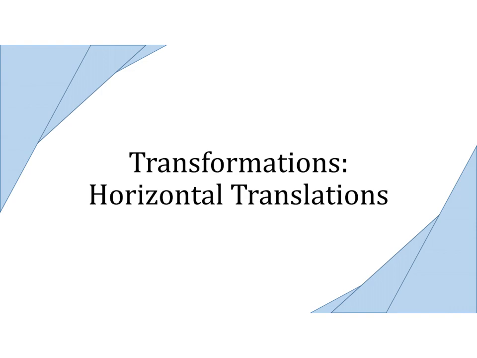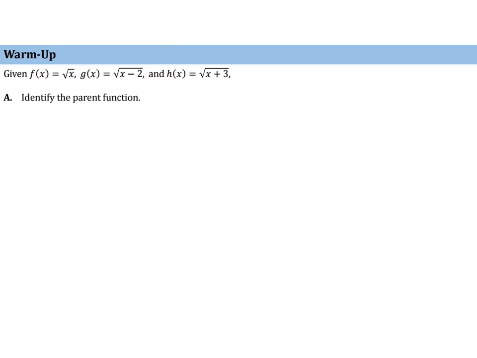So horizontal and vertical translations are rigid translations. They don't really adjust the shape at all. They just move them rigidly throughout the coordinate plane. So let's start with three functions. f of x equals the square root of x, g of x equals the square root of the quantity x minus 2, and h of x equals the square root of x plus 3.